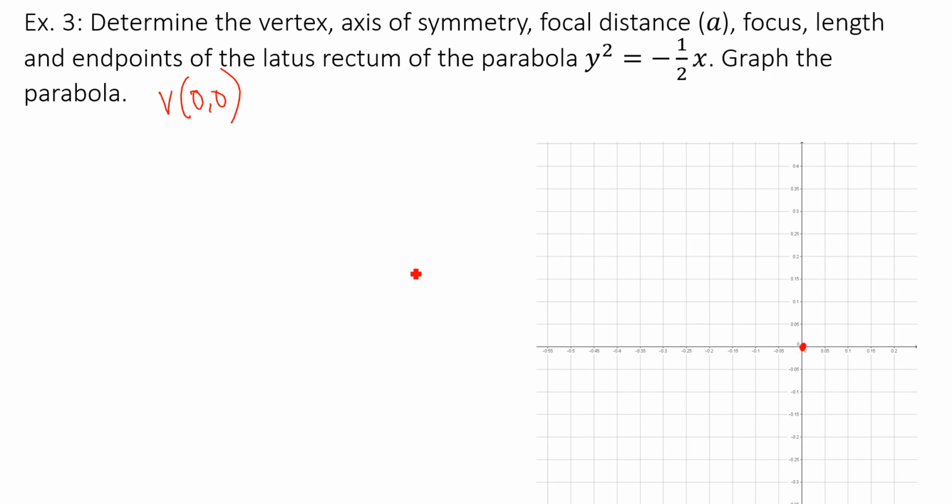And then the length of the latus rectum is 1/2. Therefore, if the length of the latus rectum is equal to 1/2 or 0.5, then we can clearly say that the length of the line segment joining the vertex and the focal point is just 1/2 divided by 4, which is equal to 1/8.